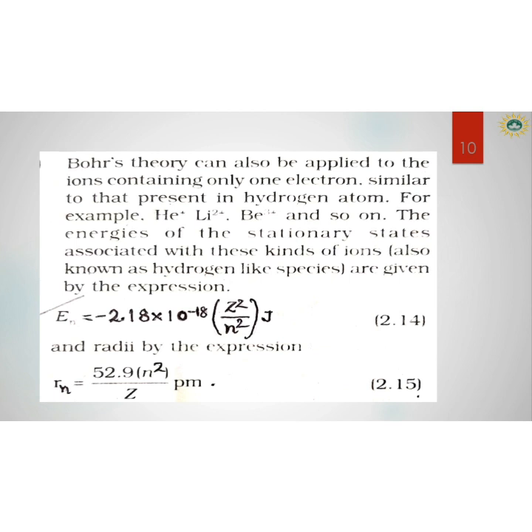In that case the energy will be minus 2.18 into 10 to the power minus 18 Z square divided by n square in joule. For hydrogen the atomic number is 1, so the Z square value is not required. But in the case of helium, that value will be 2 square, that is 4, so you have to multiply by 4. In the case of radius also, Rn will be 52.9 into n square divided by Z. So when we calculate the radius for helium, you have to divide by 2. So the hydrogen value becomes half in picometer.